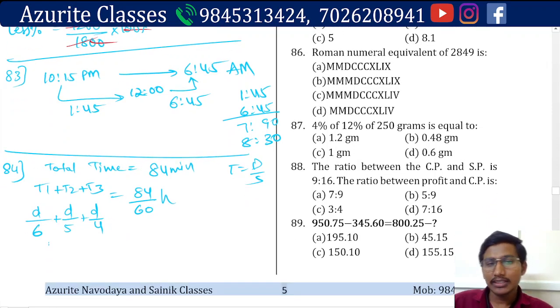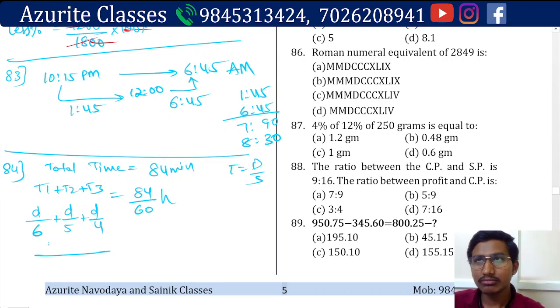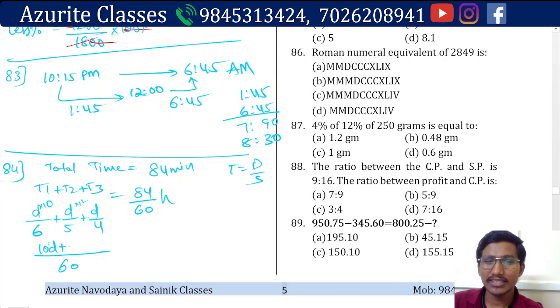So the LCM of 6, 5, 4 will be 60, right? 5 4s are 20, 20 times 3 is 60. So here we have to multiply 10d. Here 12 5s are 60, so 12d. And here we multiply by 15, so 15d. So 10d plus 12d plus 15d is equal to 84 by 60.